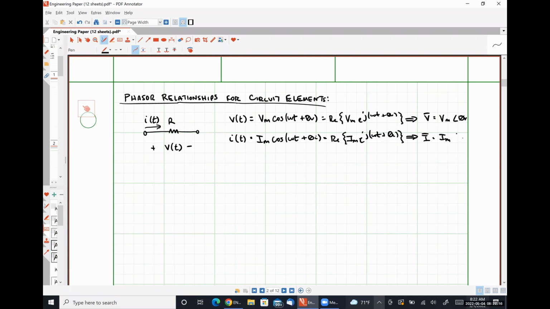I m angle theta I. Okay, we've done our bookkeeping here. I just want to make you aware of effectively what we're going to be doing here. All right, so my question to you guys is, in developing these phasor relationships, what is the current voltage relationship for a resistor?